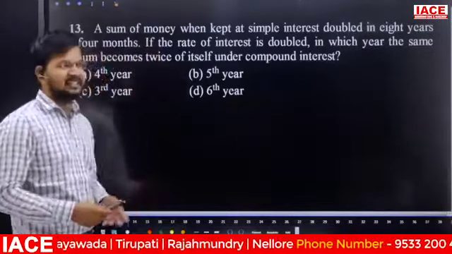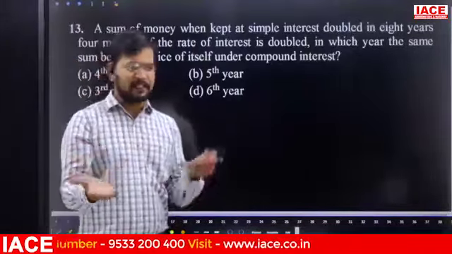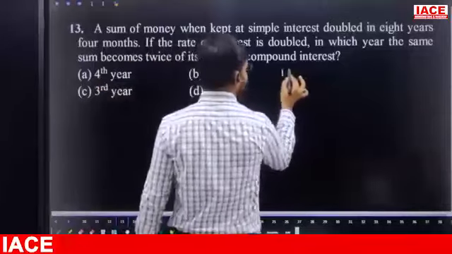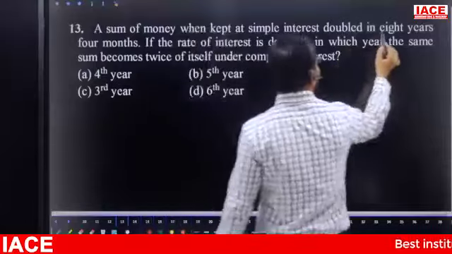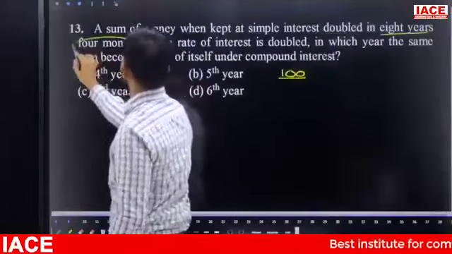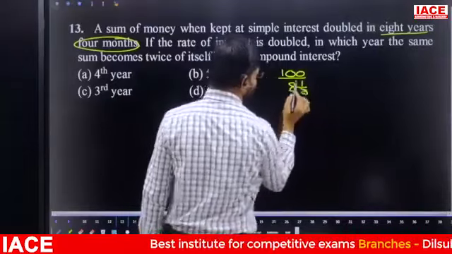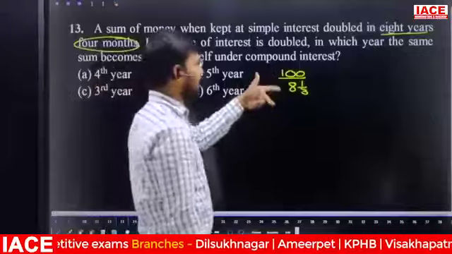Double is nothing but, as I explained previously, principal is 100, amount is 200, then interest is 100 rupees. 100 rupees interest in 8 years 4 months. 8 years 4 months is nothing but 8 1/3, because 4 months is 1/3 of a year. So we take 100 by 8 1/3.